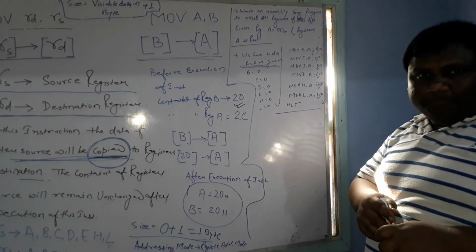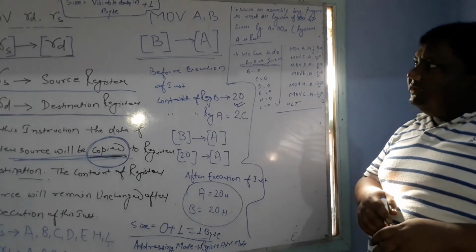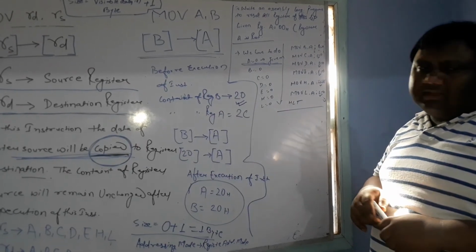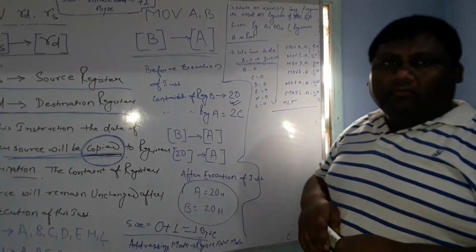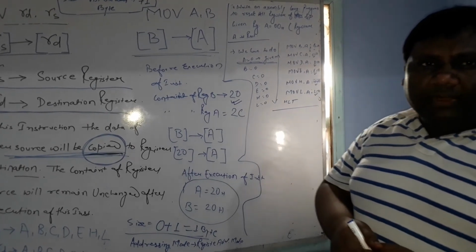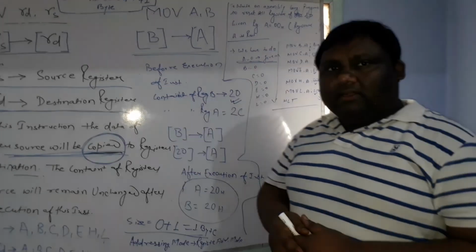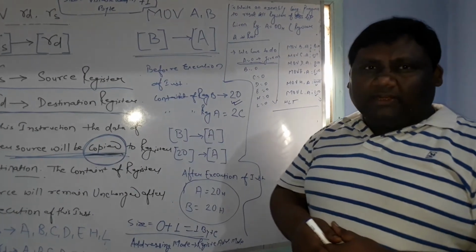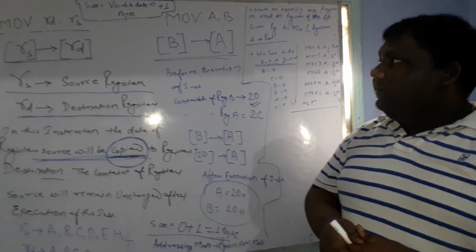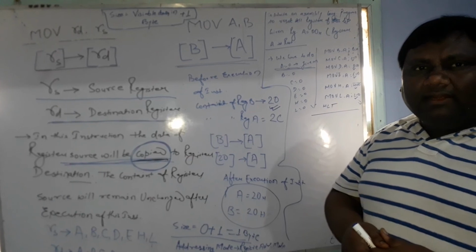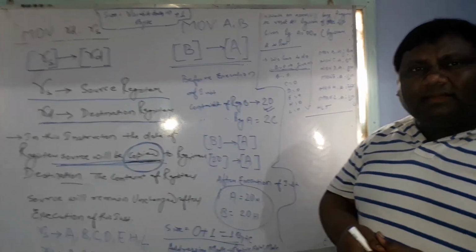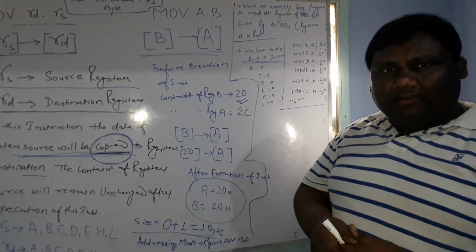So this instruction gives the detail of how the content of one register is copied to another register. In our next video, we will discuss MVI RD, some immediate data, that is, some immediate 8-bit data. So go through this instruction.